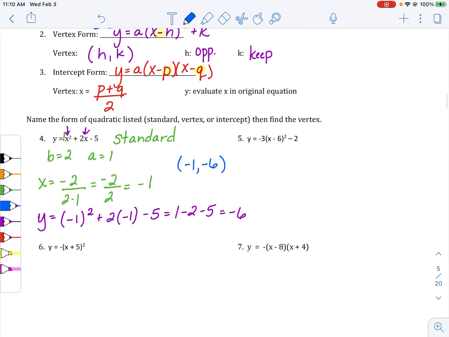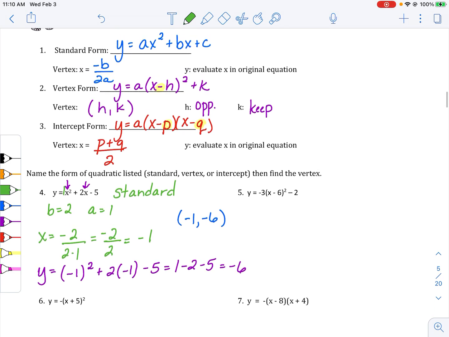All right, moving to the right, number 5, I have y equals negative 3 quantity (x minus 6) squared minus 2. So comparing this to our 3 formulas, it has one parenthesis, and that parenthesis is squared. So that means this is vertex form. Okay, as I mentioned earlier, vertex form, it's the nice one. It's going to be the easiest to find the vertex because of the name itself.